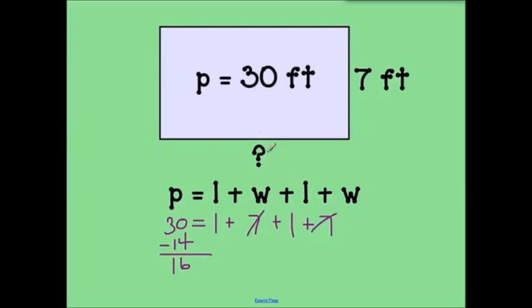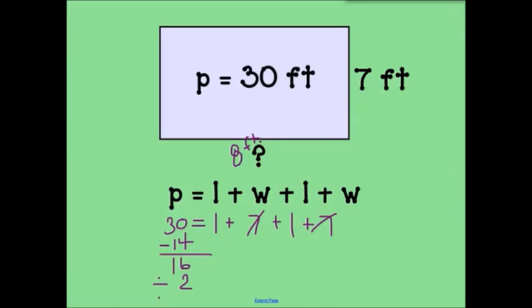Now, my length can't be 16 because if I go back through and add 16 plus 7 plus 16 plus 7, my perimeter would not be 30. I have to divide 16 by 2. 16 is the total of both lengths added together. So when I divide this by 2, I get a length of 8 feet. And I always recommend that you check your answer. So if I add 8 plus 7, that's 15. Plus another 8 plus 7, that would give me a perimeter of 30. So I know that 8 feet is the correct answer.